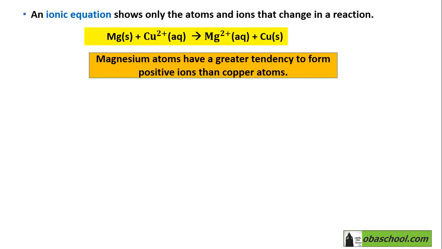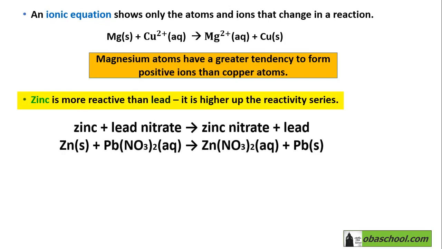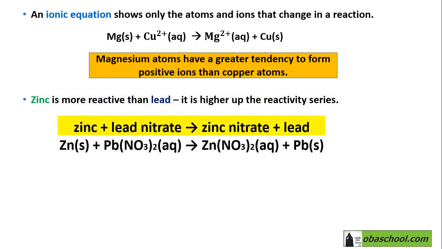Another thing to shed light on is zinc metal. Zinc, if we compare its reactivity to lead, which is Pb, is more reactive than lead, and it is higher up the reactivity series. If zinc reacts with lead nitrate, zinc will displace the lead, so we will get zinc nitrate plus lead. Zinc in the solid state plus Pb(NO3)2 will become Zn(NO3)2 plus Pb as a solid.